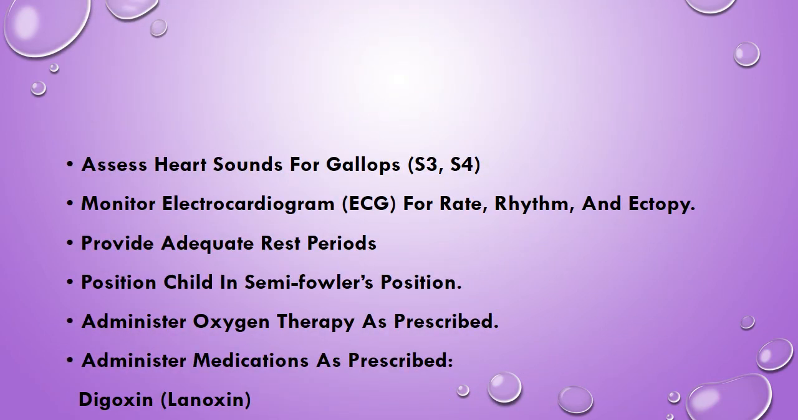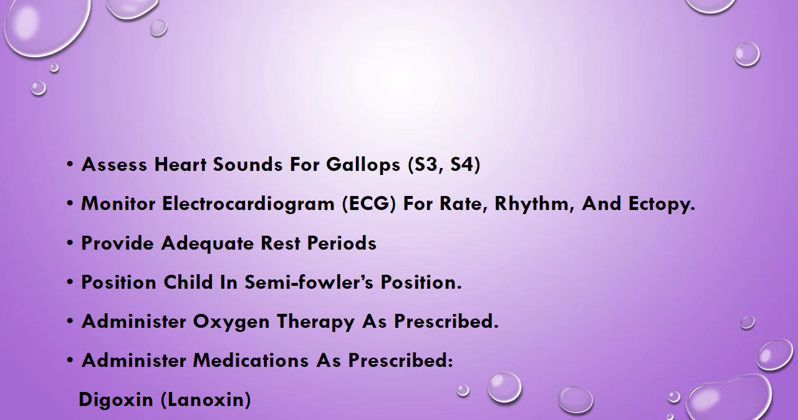And here the main indication we have seen is that while auscultating the heart and chest, we will hear abnormal heart sounds, that is the murmur, and the S3 and S4 sounds. And monitor the electrocardiogram: here we will be monitoring the rate, rhythm and ectopics. There may be a right ventricular axis deviation, and a chance of developing ectopic beats. Provide adequate bed rest and position in semi-Fowler's position, administer oxygen as prescribed by the doctor, titrated as per the saturation level of the patient, and administer medications as prescribed by the doctor.